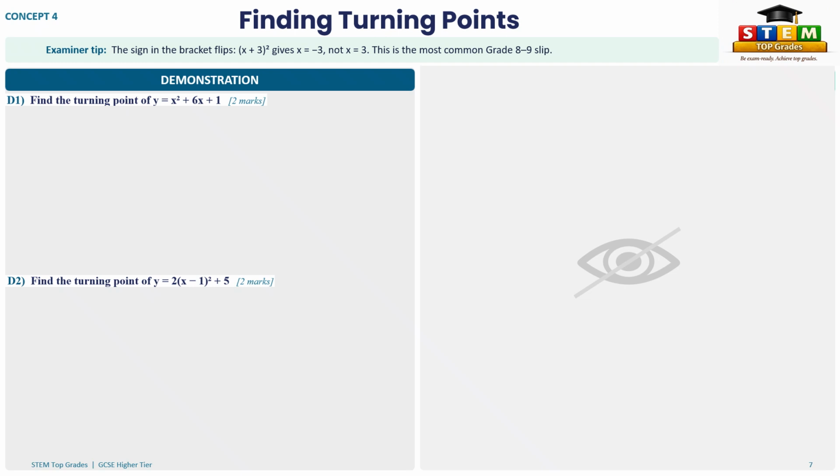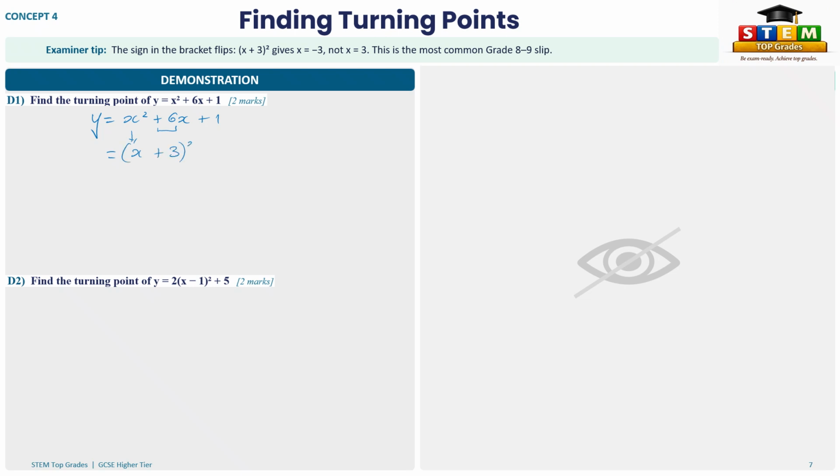Find the turning point of y equals x squared plus 6x plus 1. For this you're going to complete the square. I think you remember the technique now. So completing the square, let's see what happens here. y equals x squared plus 6x plus 1. We drop that x here, so the 6 becomes half, so that becomes 3.